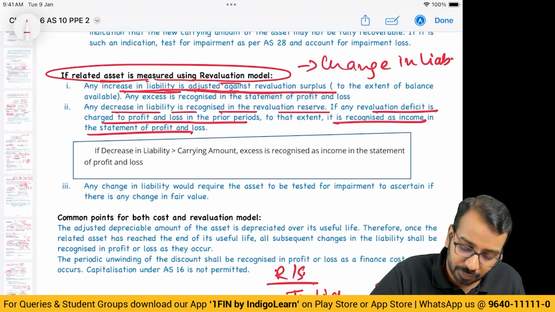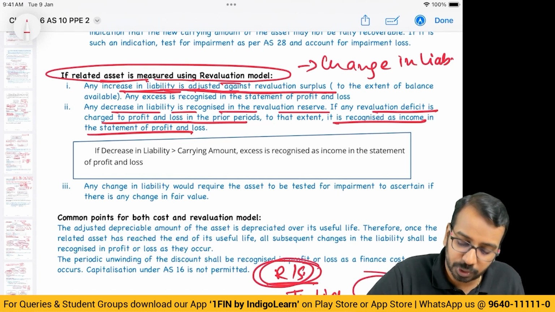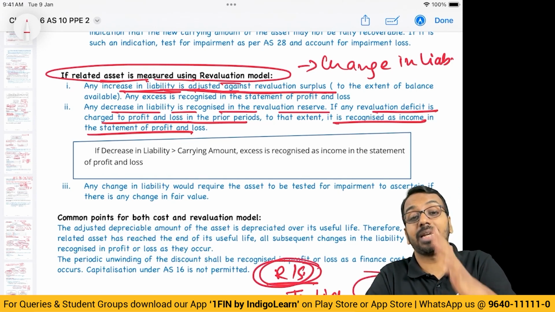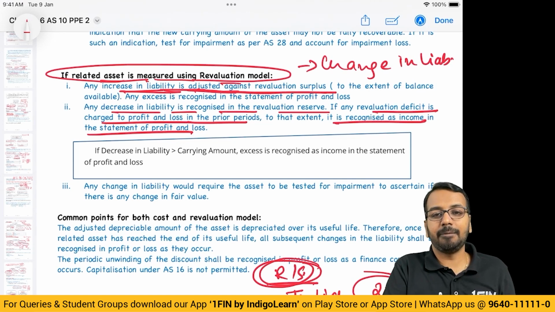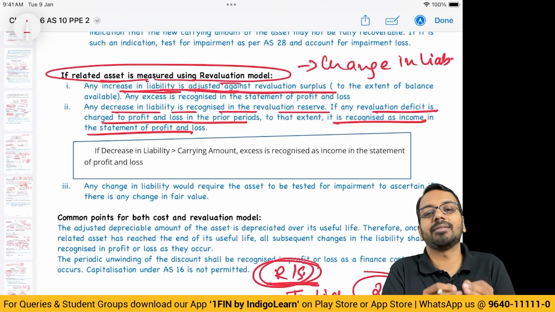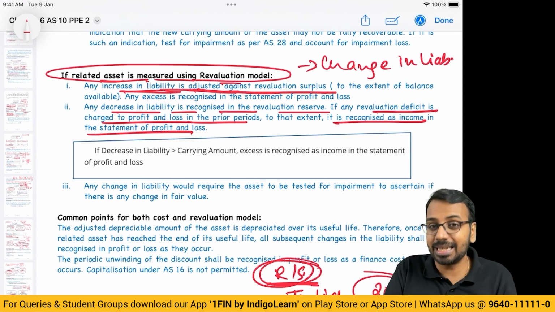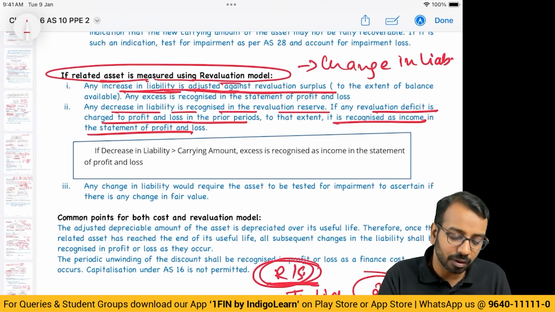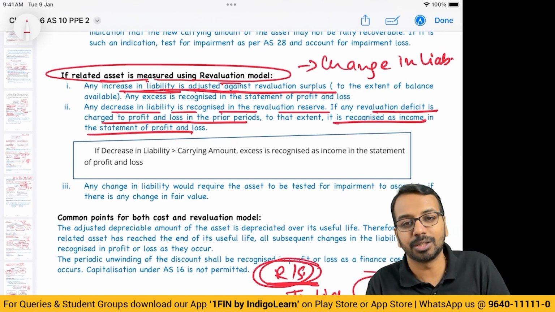What we will do? We will use the revaluation surplus to take care of the liability. Or think of it like this: increase in liability is a loss. So think of it as if there is a revaluation loss. Decrease in liability is a gain. So think of it as if there is a revaluation gain.